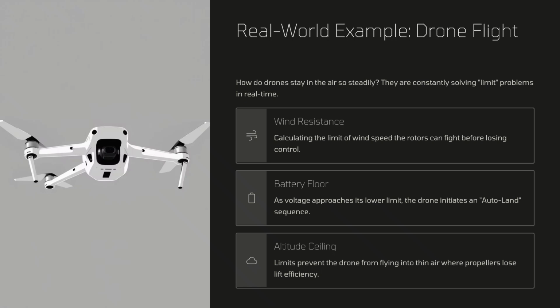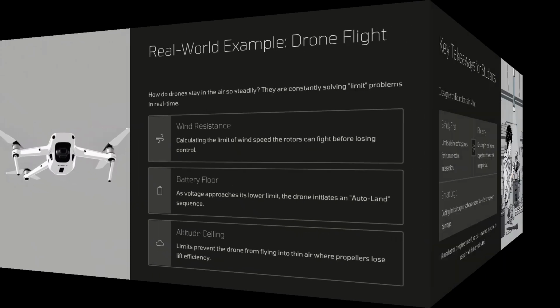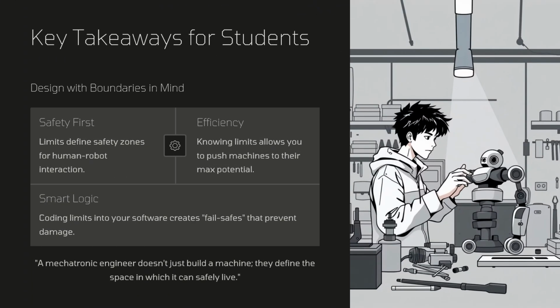Limit stops the drone from flying too high where control becomes unstable. Now coming to the key takeaways of this presentation. The most important lesson from limits in mechatronics is that good design always starts with understanding boundaries.